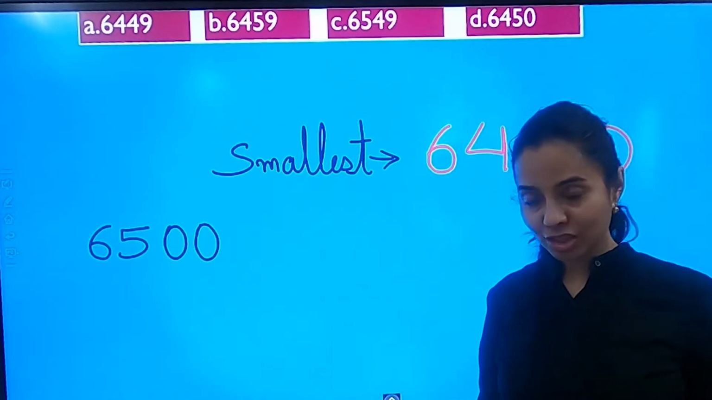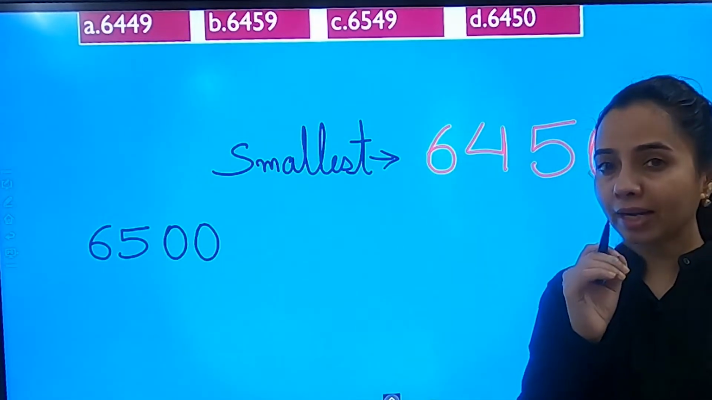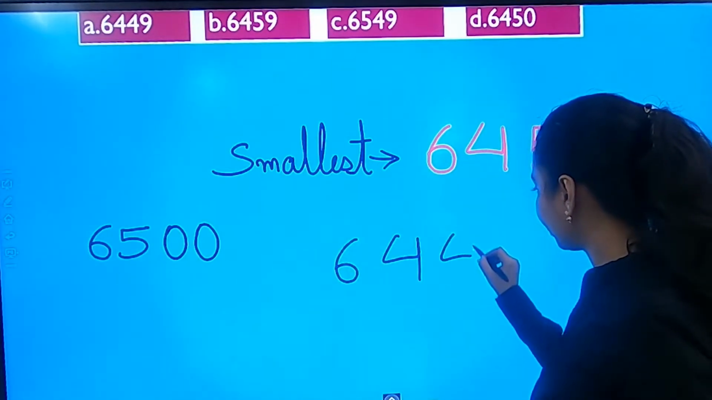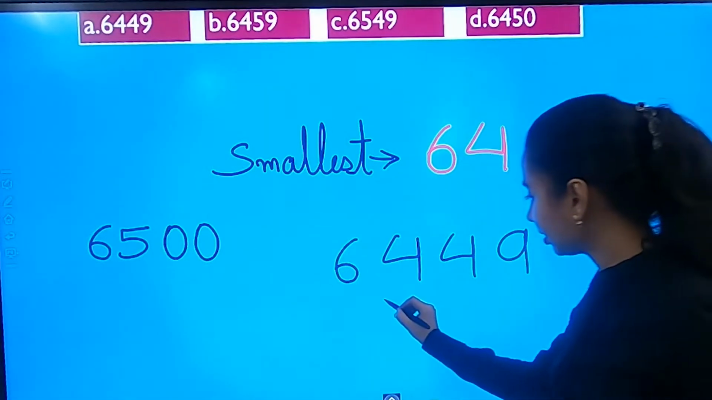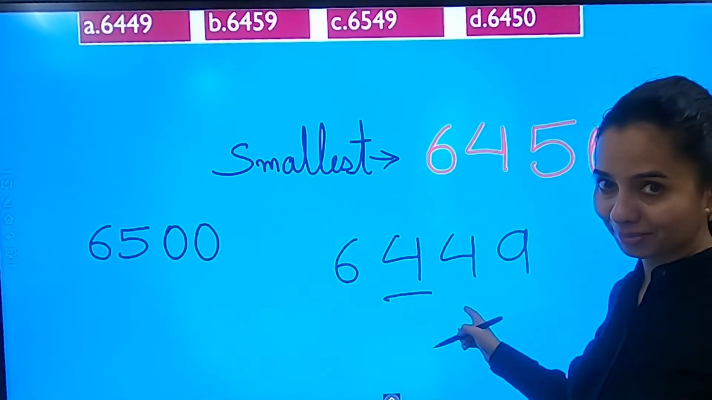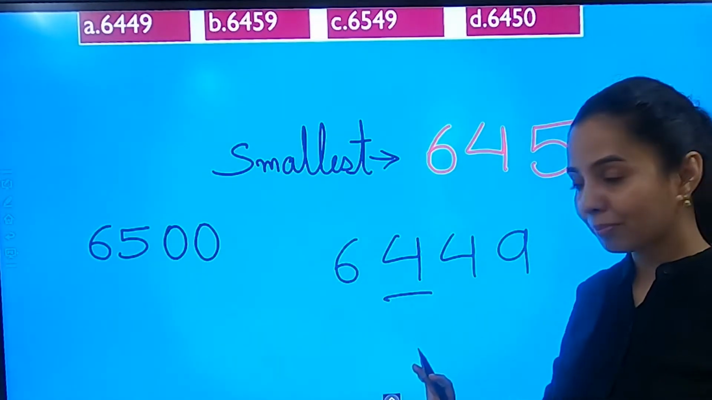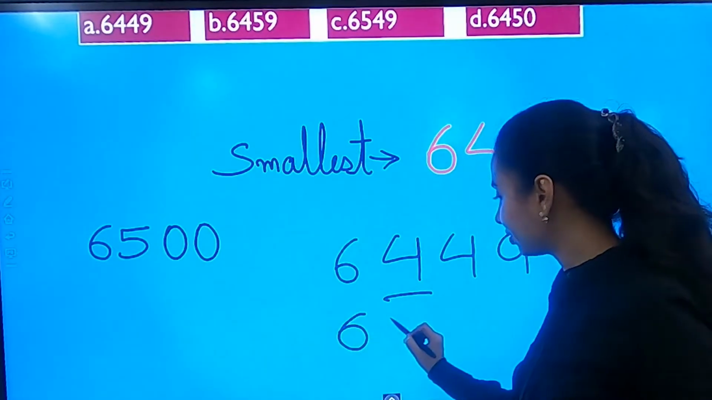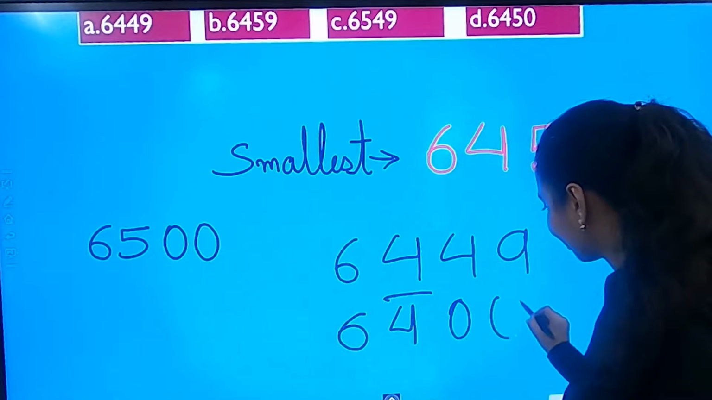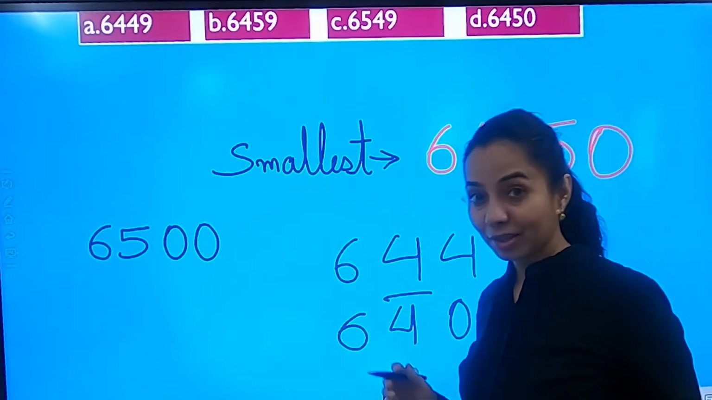Since we have figured out that the smallest possible number which after rounding off will give 6,500 is 6,450, let's have a quick check. Suppose we just decrease this number by 1. It will become 6,449. Let's see what happens. This is our focus digit 4. The number just right to it is 4. So, nothing will happen to our focus digit. It will remain the same. So, our new number will be 6,400 and not 6,500. I hope now it is clear.